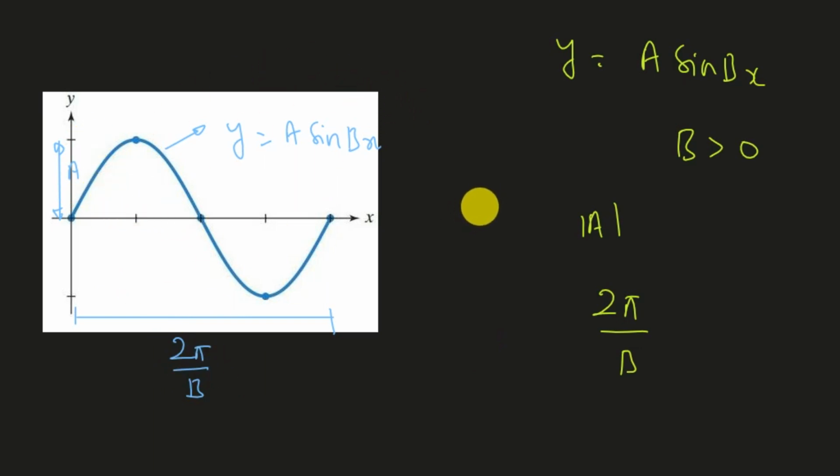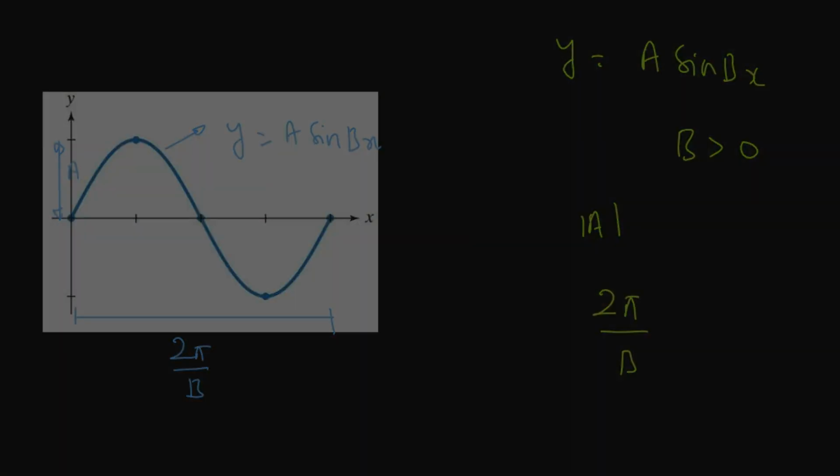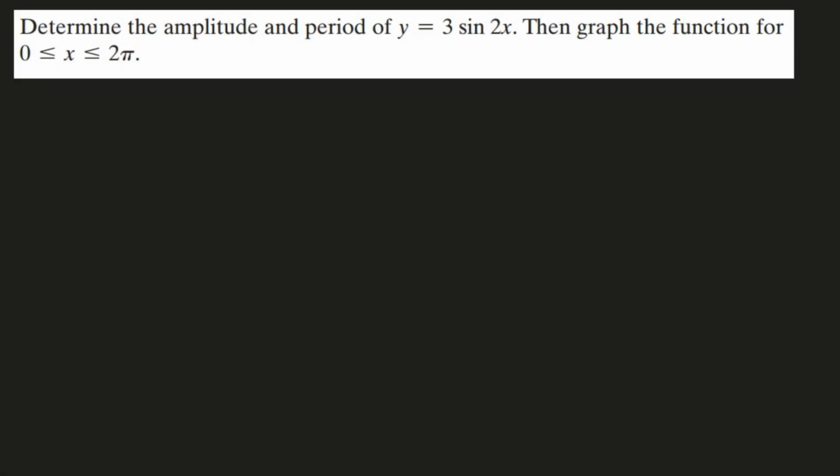Now let's take an example to have a better understanding. So this is the example. Here we need to determine the amplitude for the given function, and we have to graph it for the interval 0 to 2 pi. Okay, so amplitude is pretty simple. Amplitude would be 3 here, right? This represents the amplitude. Now what is the period here?